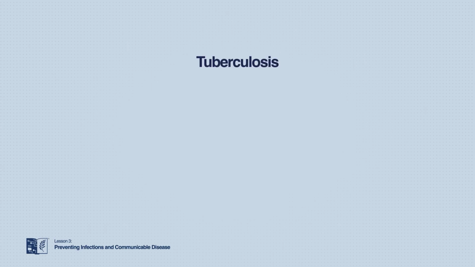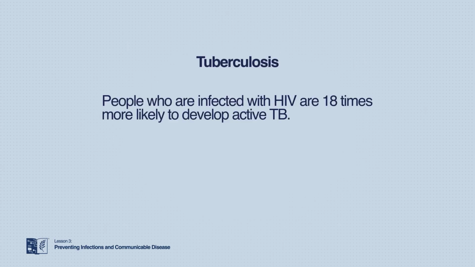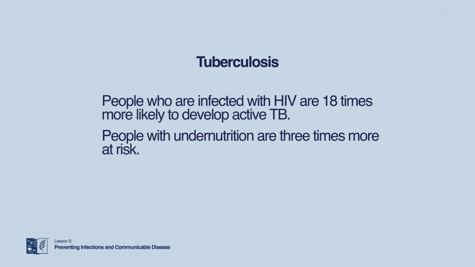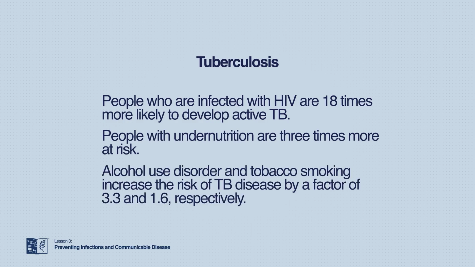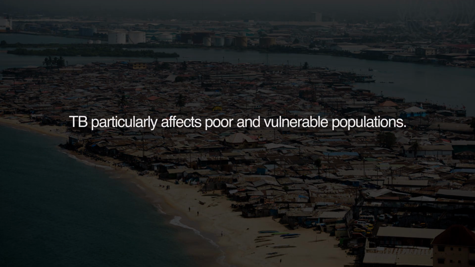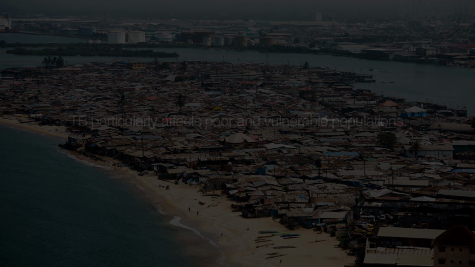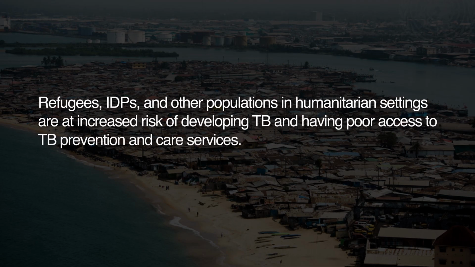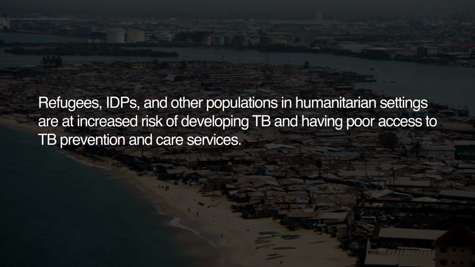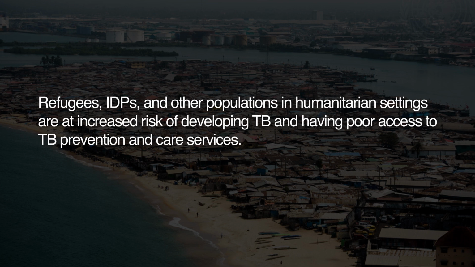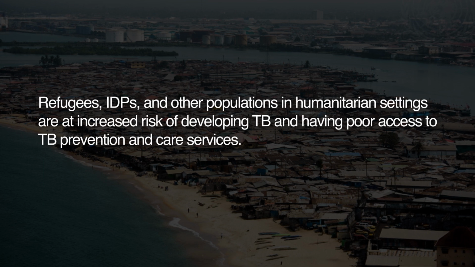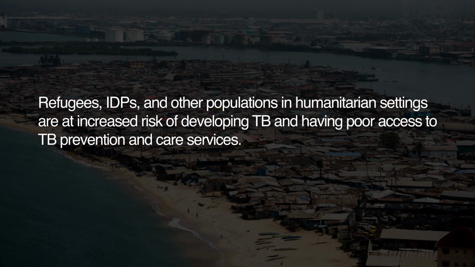People who are infected with HIV are 18 times more likely to develop active TB. People with undernutrition are 3 times more at risk. Alcohol use disorder and tobacco smoking increase the risk of TB disease by a factor of 3.3 and 1.6 respectively. TB particularly affects poor and vulnerable populations. Refugees, IDPs and other populations in humanitarian settings are at increased risk of developing TB and having poor access to TB prevention and care services.